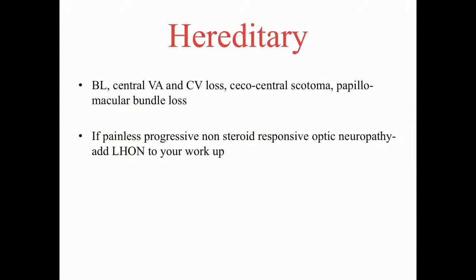So hereditary optic neuropathies usually are bilateral, even if they're bilateral sequential in Leber's. They usually cause central visual loss, color vision loss, cecocentral scotoma, and loss of the papillomacular bundle. And remember, if you face a patient who has a painless progressive optic neuropathy that is especially not responsive to steroid, even if the nerves look normal initially, then look for Leber's.